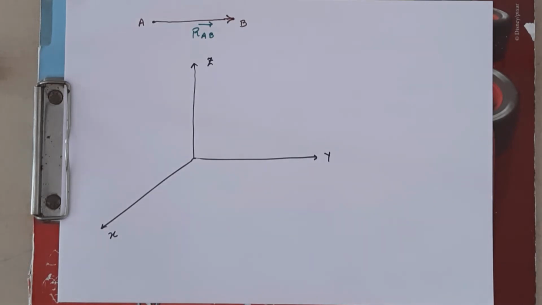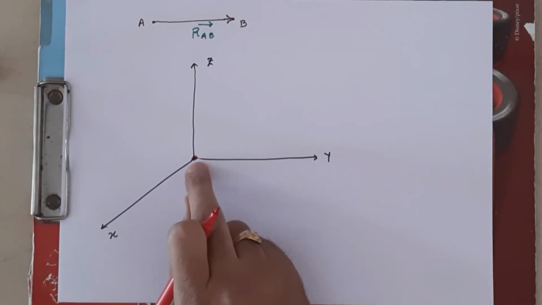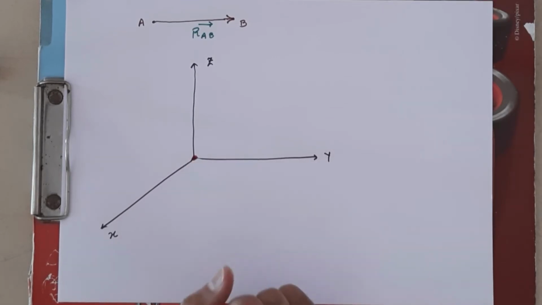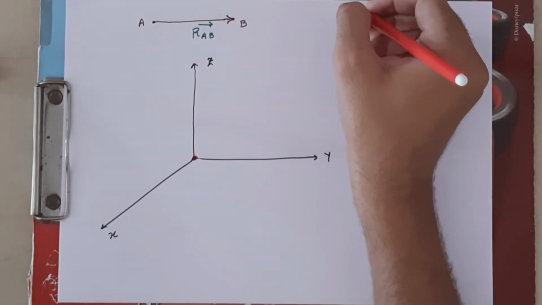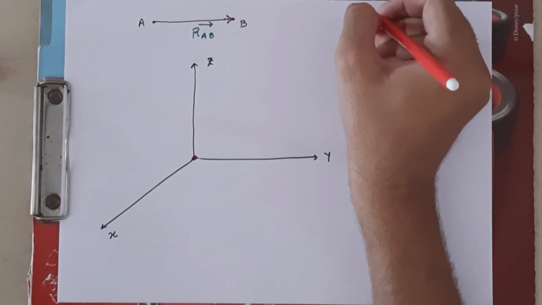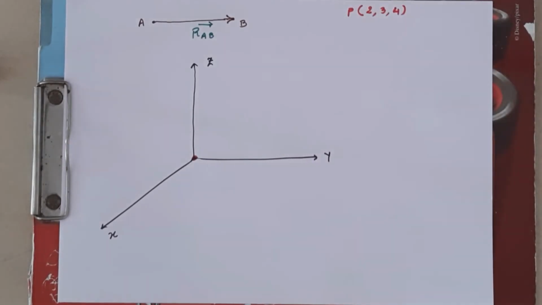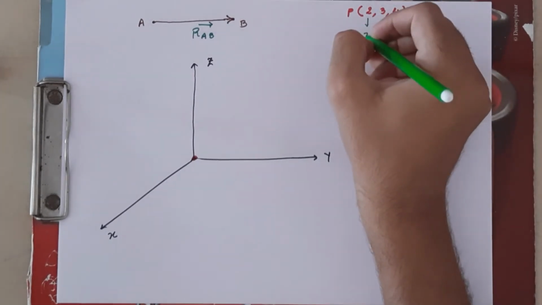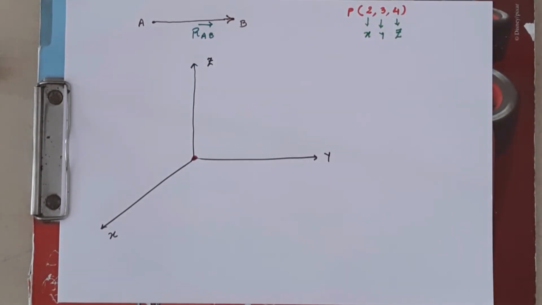Now I want to locate some point. This point is known as my origin. What is the coordinate of the origin? The coordinate of the origin is 0, 0, 0. Now, for example, I want to locate one point, point P, and the value of point P is 2, 3, 4. What does it indicate? It indicates that in the x direction it covers distance 2, in the y direction distance 3, and in the z direction distance 4. Now I want to look at this point on the XYZ coordinate system. So how can you look at this point?